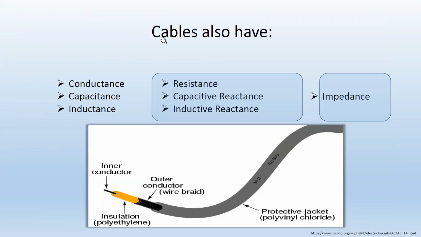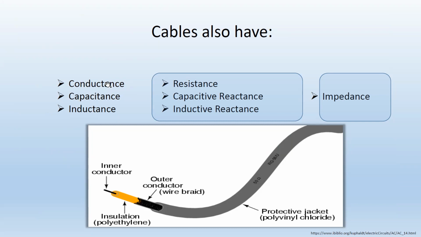All right, so cables also have, well, because they're made of physical things, cables will have conductance. What's conductance? Conductance is the opposite of resistance. Conductance equals 1 over resistance. So cables have conductance, which basically describes how easily the conductor can conduct electricity. They also have capacitance, and they also have inductance, because they are made out of physical things. We live in a physical world.